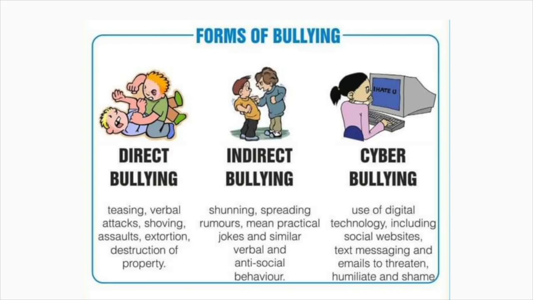There are 3 types of bullying. The first type is direct bullying. Some examples include physical and verbal attacks, assault, and destruction of property. The second type is indirect bullying. Some examples include shunning, spreading rumors, and malicious practical jokes. The third type of bullying is cyberbullying, which includes the use of the internet, social media, texting, and emails. It's important to remember that sexual harassment applies to each category of bullying.